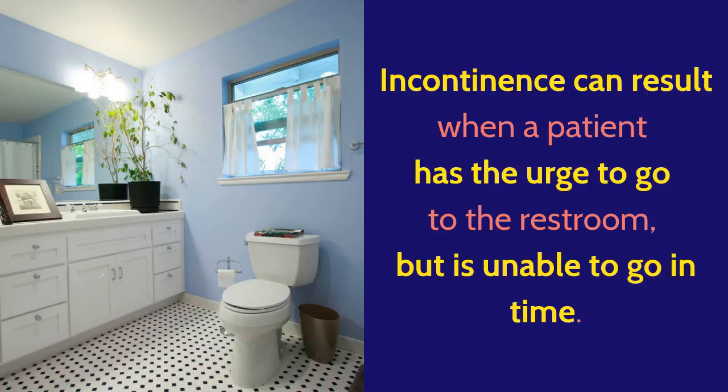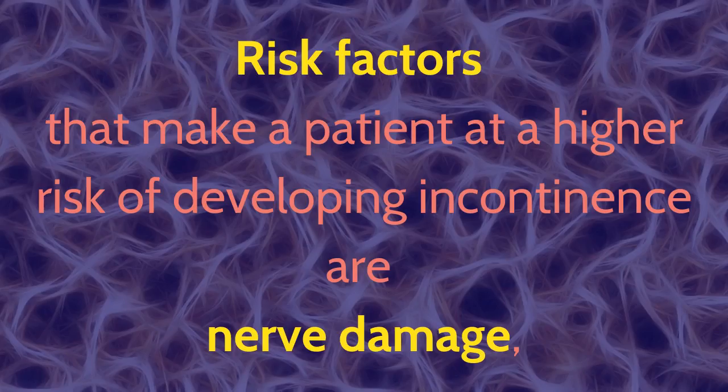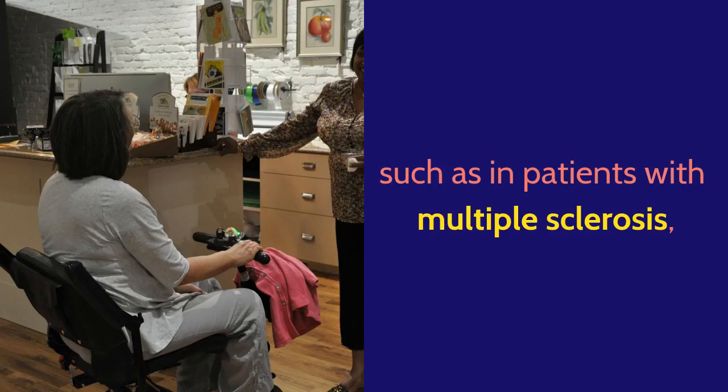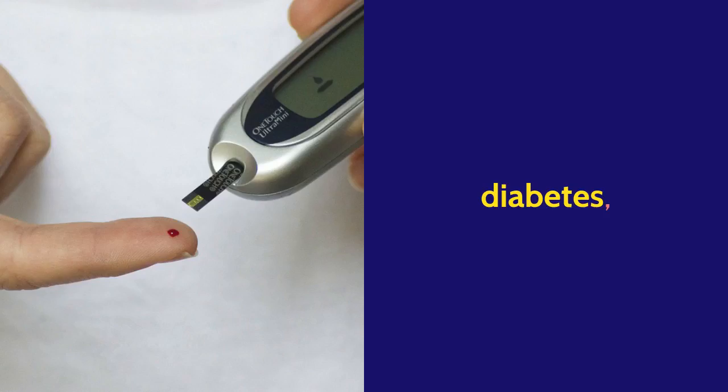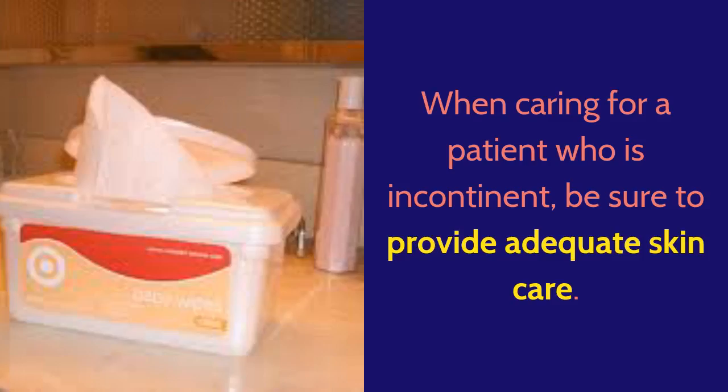Incontinence can result when a patient has the urge to go to the restroom, but is unable to go in time. Other patients may have no sensation of needing to have a bowel movement at all. Risk factors that make a patient at a higher risk of developing incontinence are nerve damage, such as in patients with multiple sclerosis, diabetes, Alzheimer's disease, and physical disabilities. Gender also impacts incontinence, as women are more likely to be incontinent than men because of complications they may have had during childbirth.